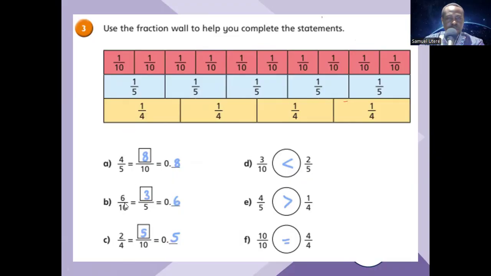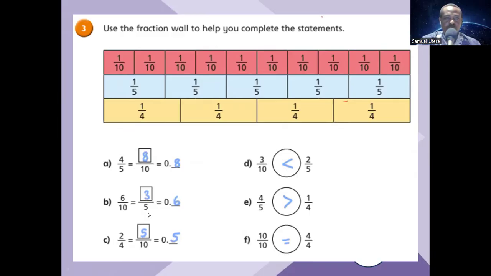And then 6/10. If we count 6/10, so 1, 2, 3, 4, 5, 6, you can see that 6/10 is the same thing as 3/5. You can see it there, 3/5. And that is the same thing as 0.6. Remember, the fifths split the squares into 20 lots. So if we have 3 lots of 20s, that would be 60 hundredths. And 60 hundredths is 0.6 because it's also the same thing as 6/10.